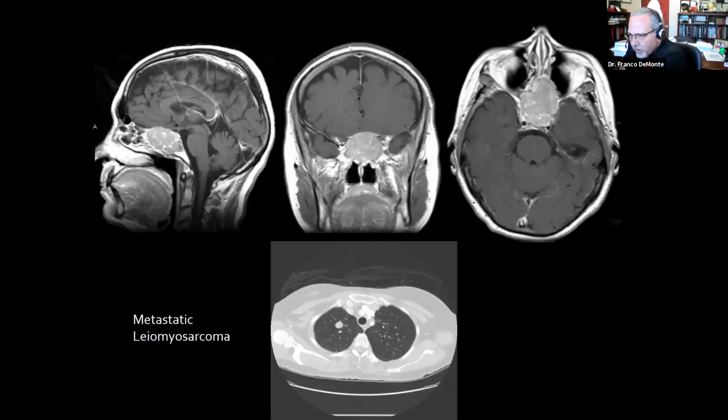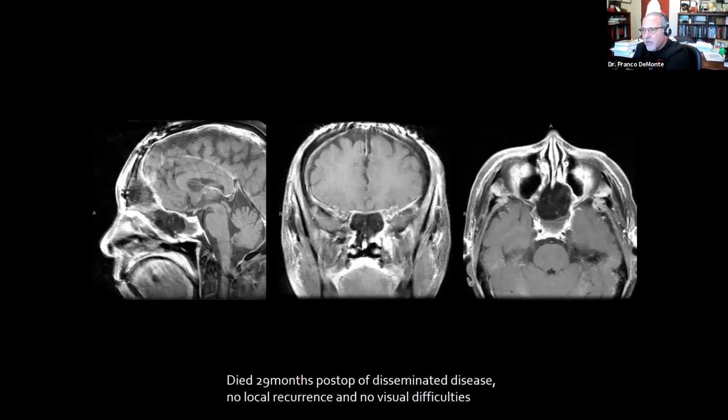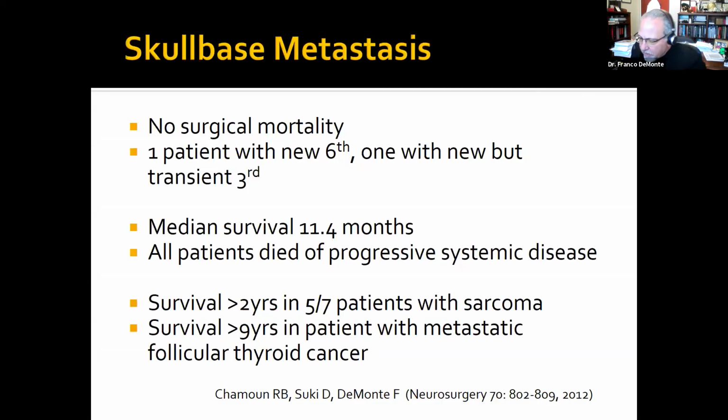And finally, I want to talk about metastases. As I mentioned, we are operating on more patients who have systemic disease. It's the patient with a metastatic leiomyosarcoma who was losing vision in both eyes. At this time, I did a transbasal approach. I think today this would be an endoscopic case. We were able to remove the tumor completely. Her vision returned to normal, and she died 29 months following her surgery of disseminated disease. Very similar to the outcome for brain metastasis, where generally the patients survive for about a year and end up dying of their progressive systemic disease.